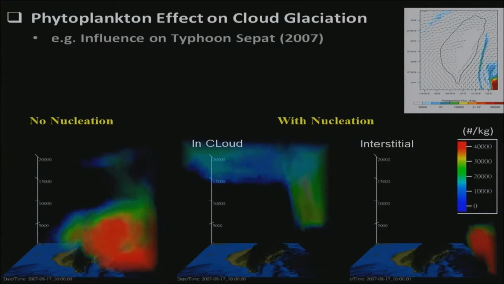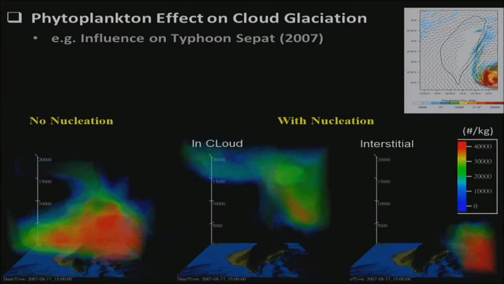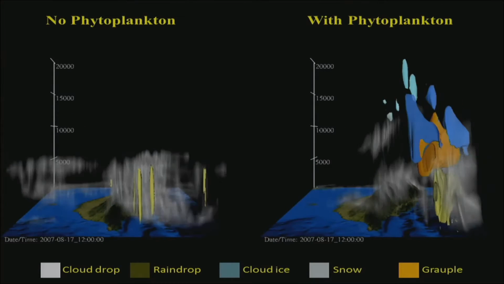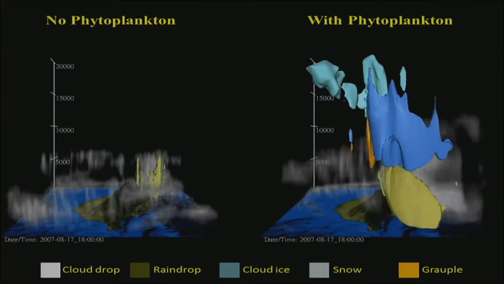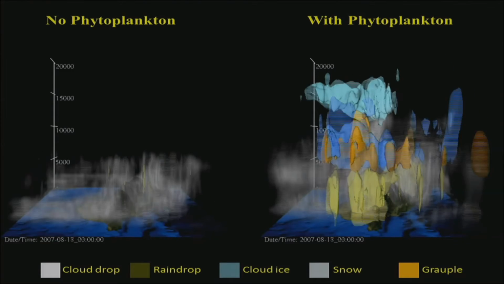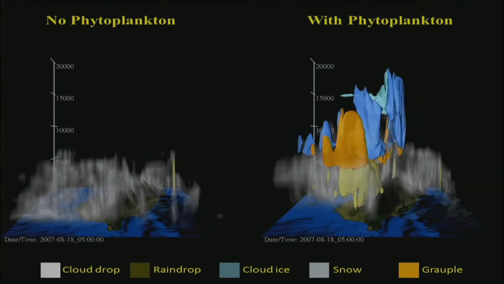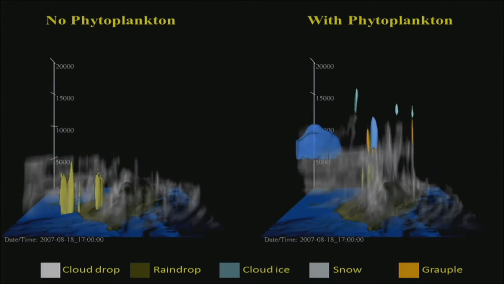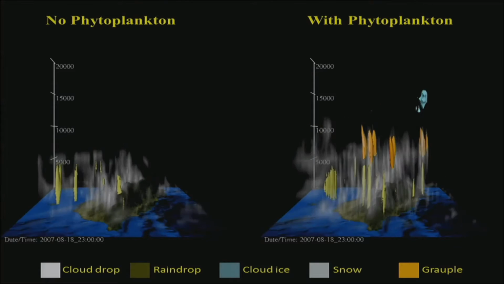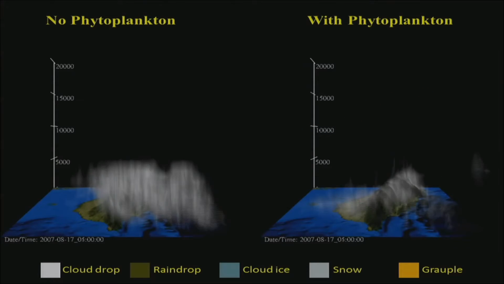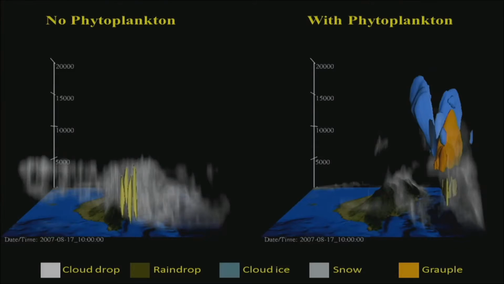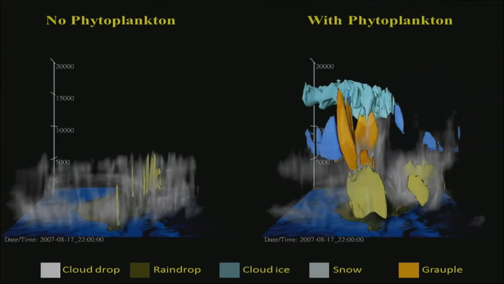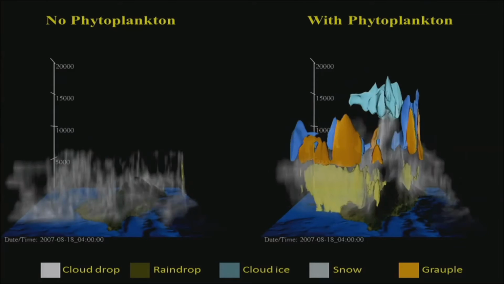Okay, and I'll show you why in the next diagram. These are the vertical structure of the hydrometeors. Let's focus on the blue, light blue, and the dark blue. That's the cloud ice and snow. Without the phytoplankton, you don't see much ice at the top here, and even cloud drops are much less. But if you include the phytoplankton, you see a lot of ice at the top.